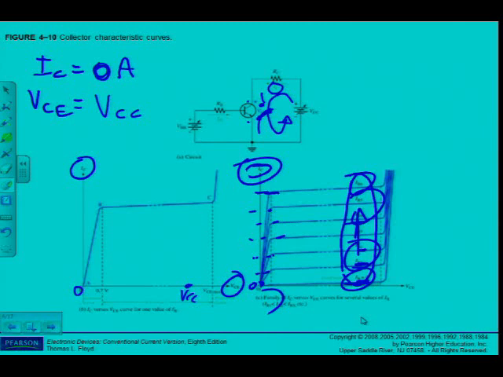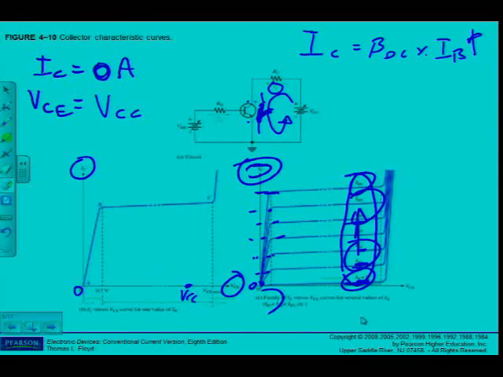Alright, now the switch is fully on. I've got my formula, IC is equal to beta DC times IB. Now I start to increase IB. Remember it was 0. As I increase IB, IC becomes more and more, up to a certain point where I get maximum current. The maximum current is called the saturation current, IC sat. Maximum current flows through this device.